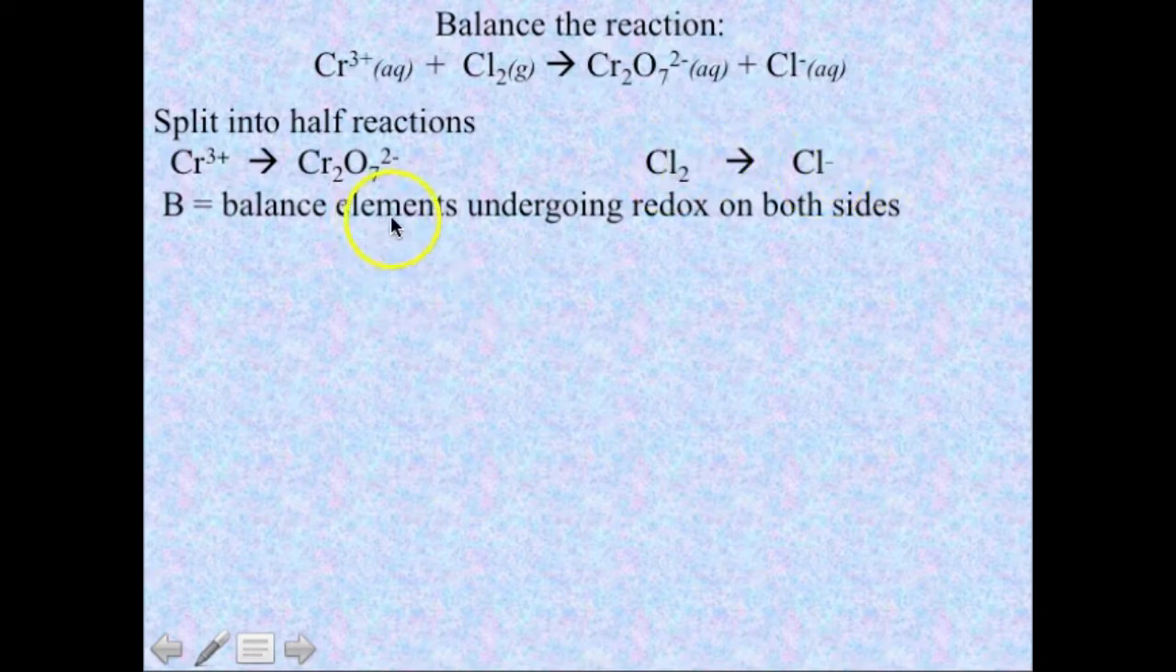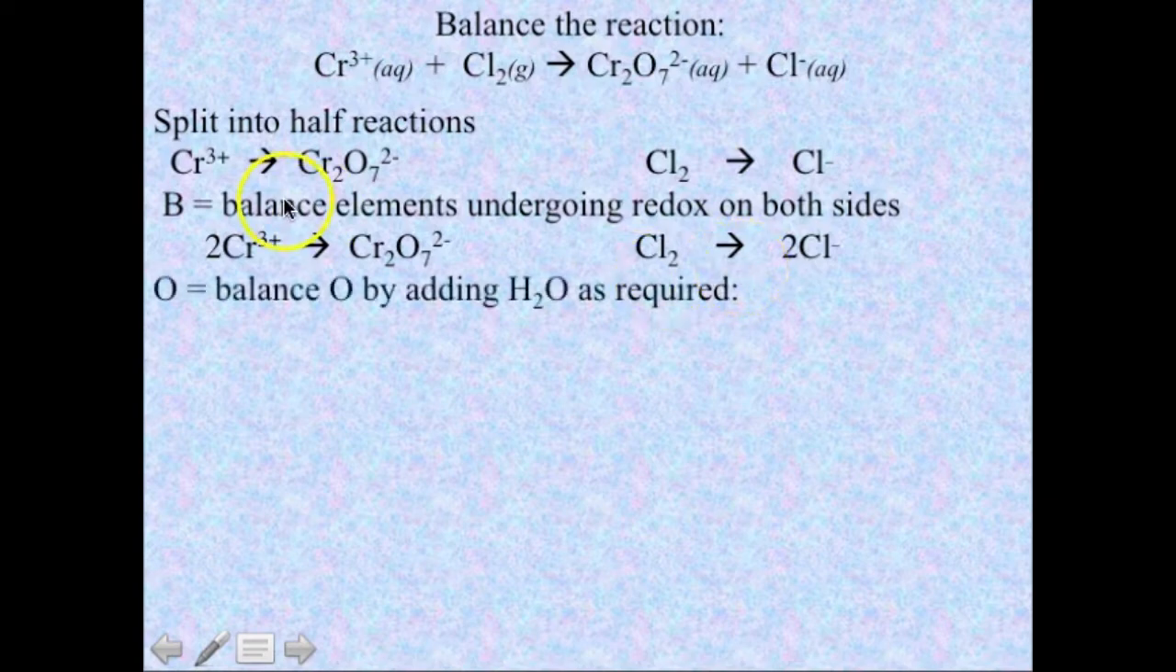So we have to balance the elements undergoing oxidation or reduction. That means we put a 2 in front of the chromium 3 ion and a 2 in front of the chloride ion. Very important step. If you don't do it, you'll have a really difficult time getting to the balanced equation.